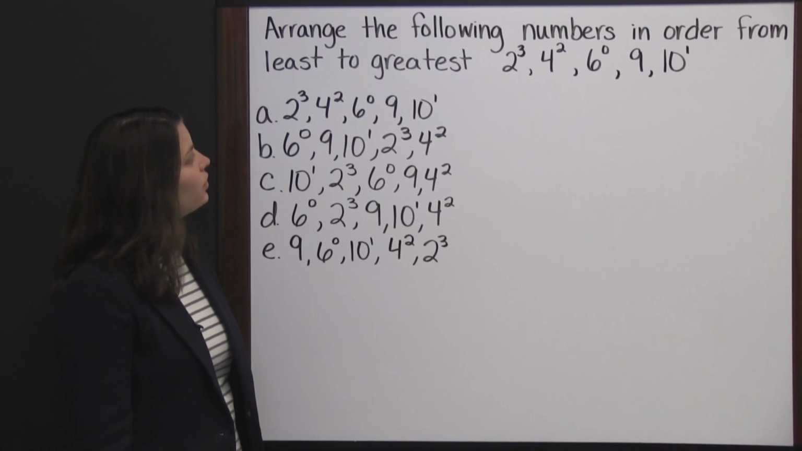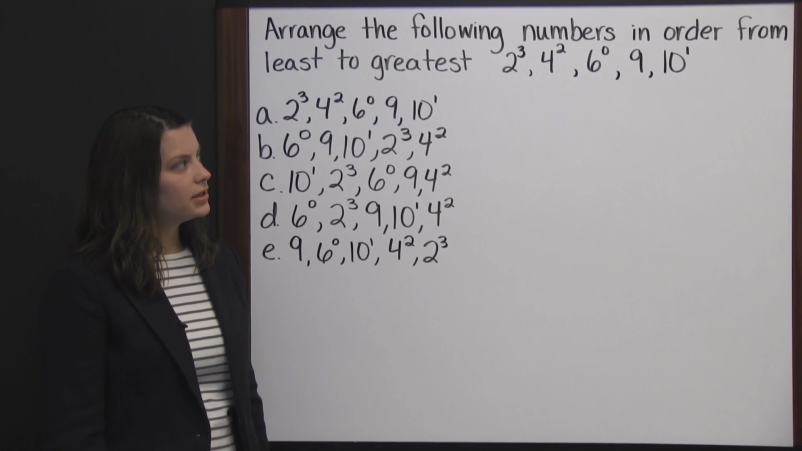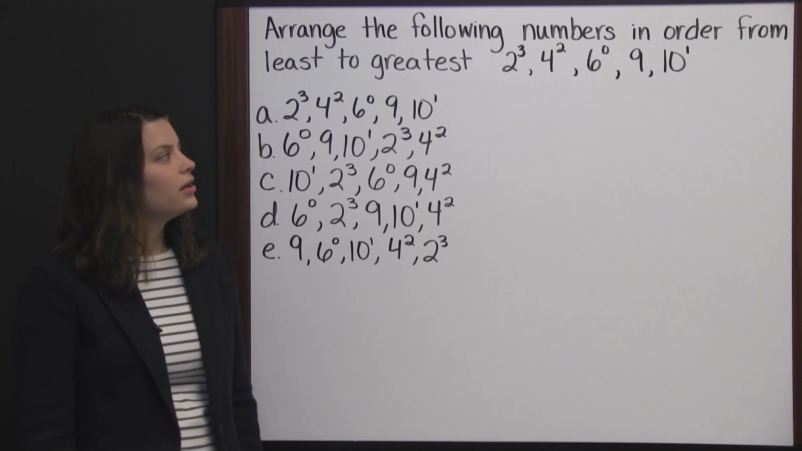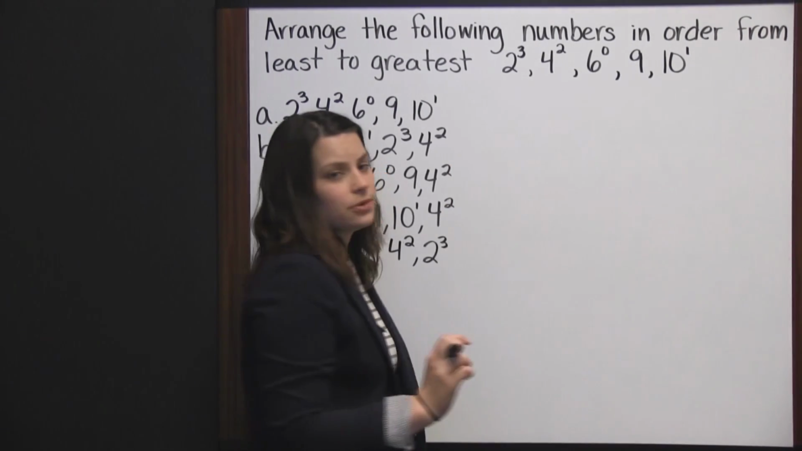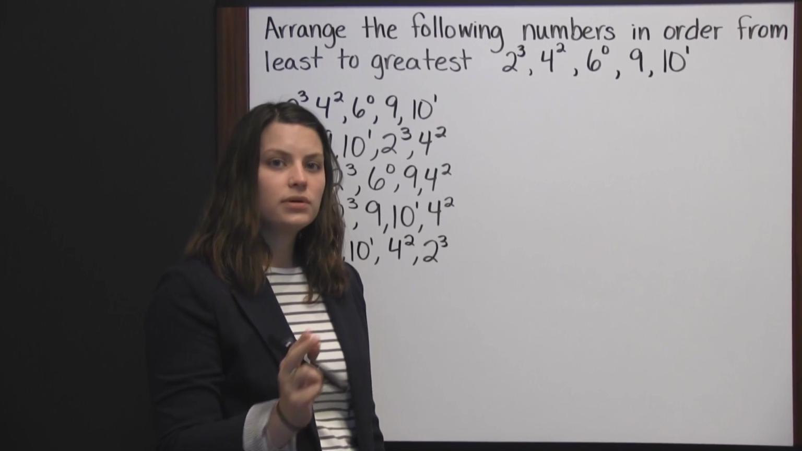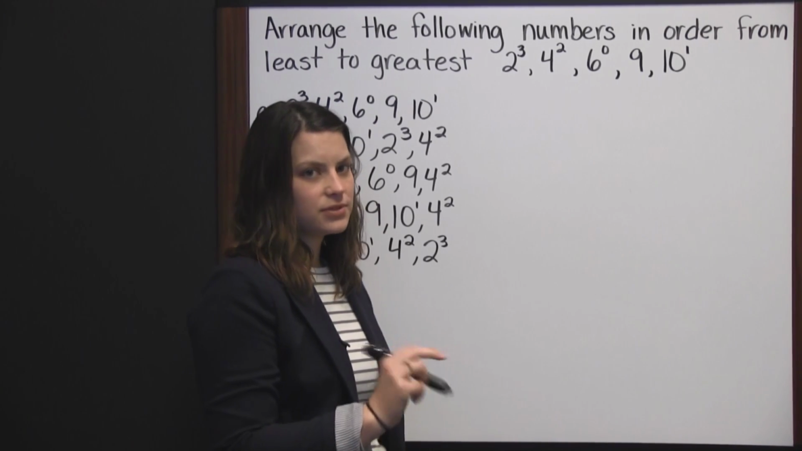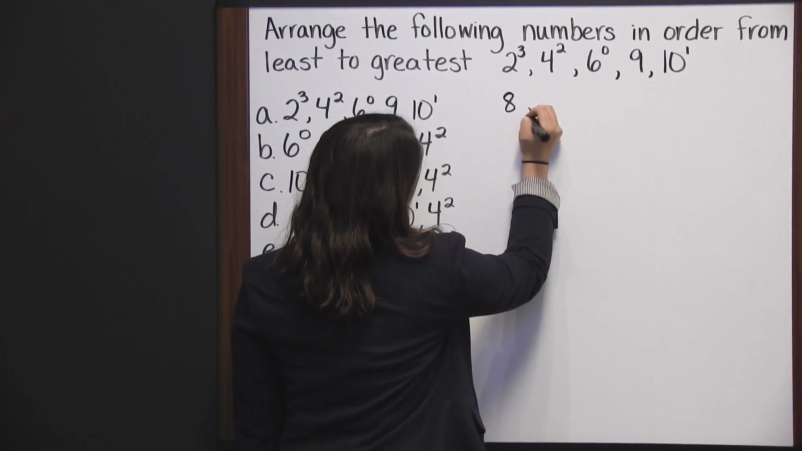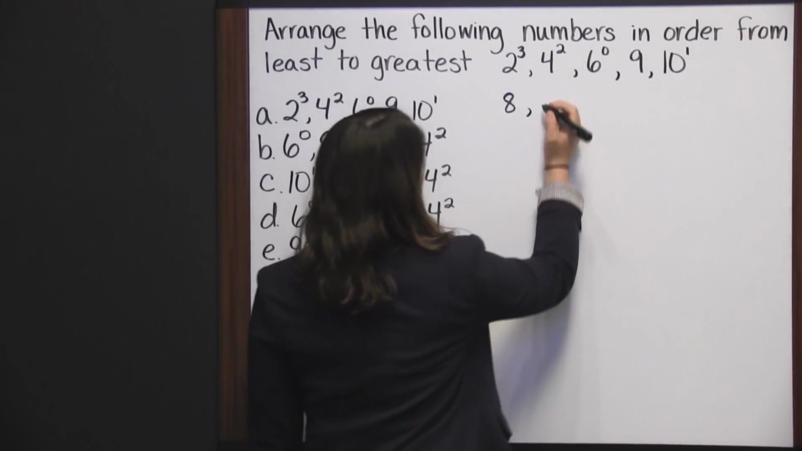Arrange the following numbers in order from least to greatest: 2 cubed, 4 squared, 6 to the 0 power, 9, and 10 to the first. The first thing we need to do is simplify these numbers. 2 cubed means 2 times itself 3 times. So that's 2 times 2 times 2. 2 times 2 is 4, times 2 is 8. So that is 8. 4 squared is 4 times itself 2 times. 4 times 4 is 16.